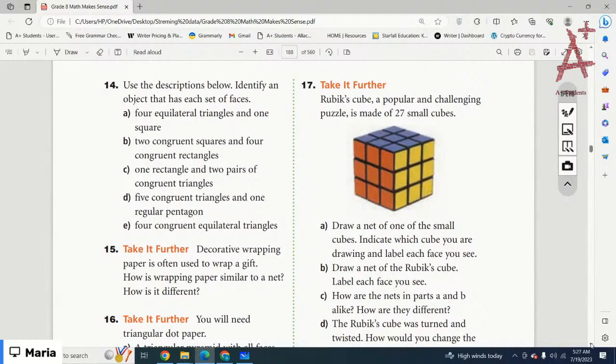Then two congruent squares and four congruent rectangles. That makes a square prism. One rectangle and two pairs of congruent triangles. It makes a rectangular pyramid. Five congruent triangles and one regular pentagon. It makes a pentagonal pyramid. Four congruent equilateral triangles. It makes a triangular pyramid. Okay, let's just see the next question.